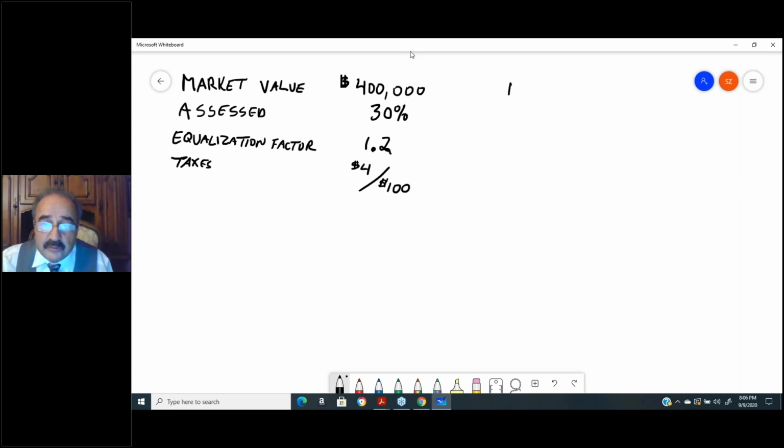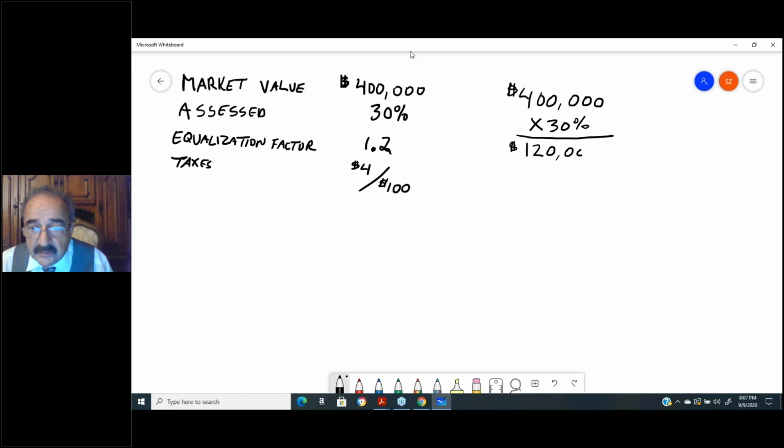The current market value is $400,000, but properties are never taxed at the full market value. They're always taxed at a fraction of the market value. The fraction could be anything from 20% to 60%. In this case, it's 30%. So I need to multiply 400,000 by 30%, which gives me $120,000. Oh, by the way, the 120,000 is called the assessed value.